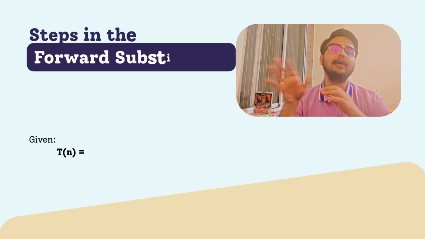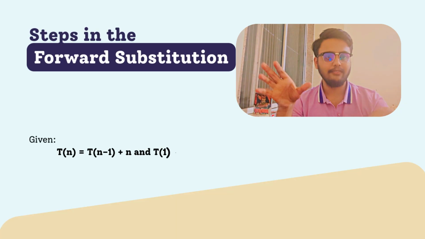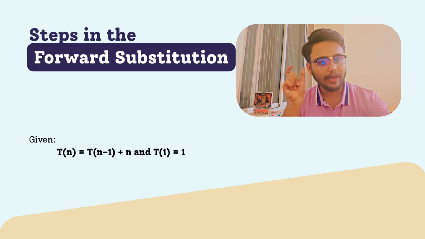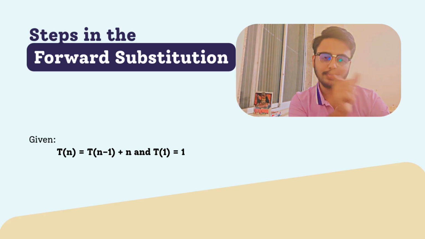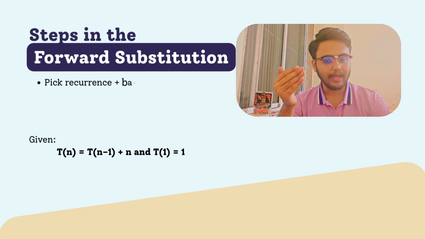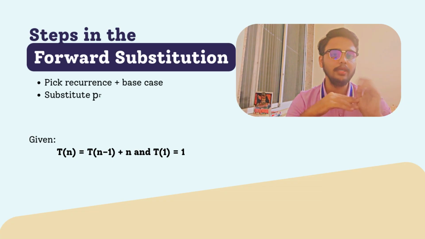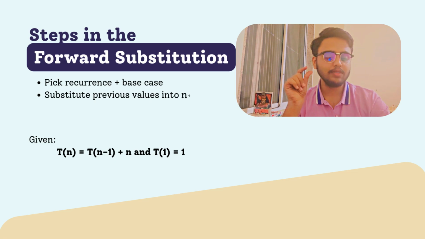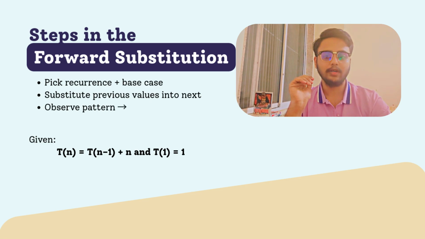Let's solve a recurrence relation. So we have an example here, that is T of n equals T of n minus 1 plus n, where n is always going to be greater than 1 and T of 1 is going to be 1 only. This is one of the most common examples that we are going to solve.